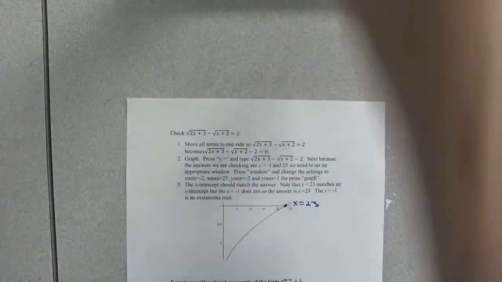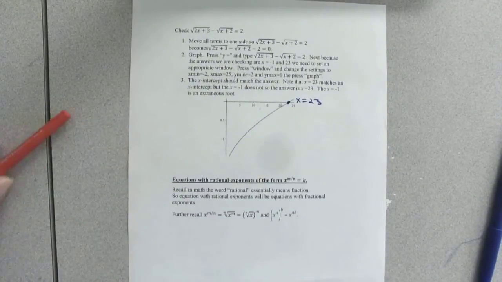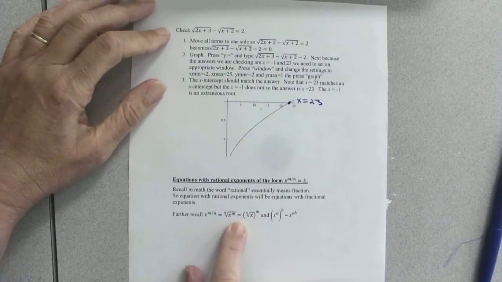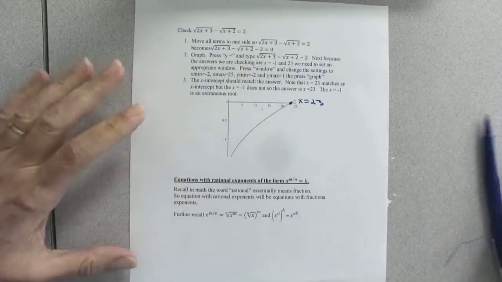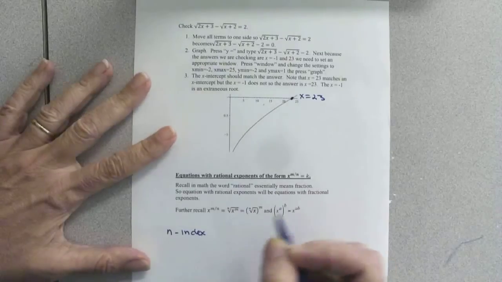Okay, that's rational equations. Moving on to our next type of equations. Equations with rational exponents. Recall in math, the word rational essentially means fraction. So a rational exponent is just a fractional exponent. Further recall the relationship between fractional exponents and radicals. X to the m over n is the nth root of x to the n, that n is the index.